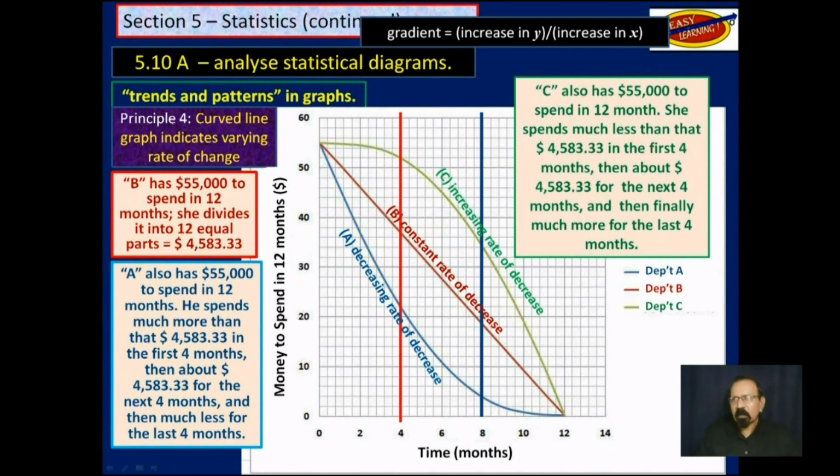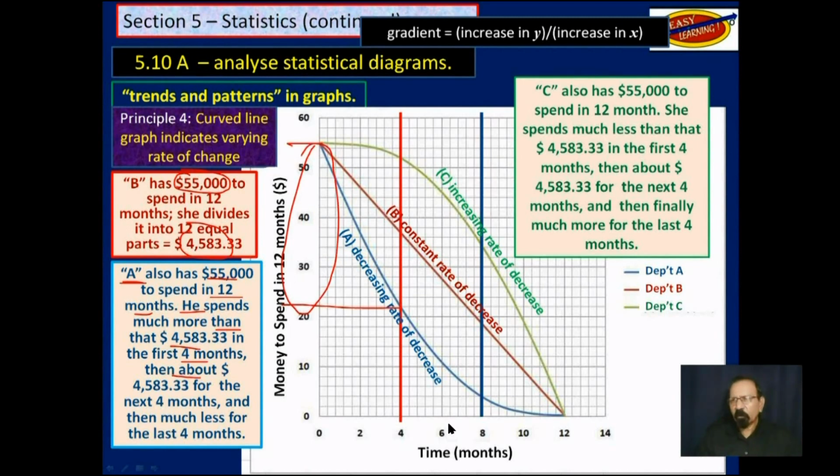Now let's look at department A. Same 55,000, same time to spend the money. This time he spends much more than this person up here per month. So in 4 months, he spends that amount of money, more than half of the money.